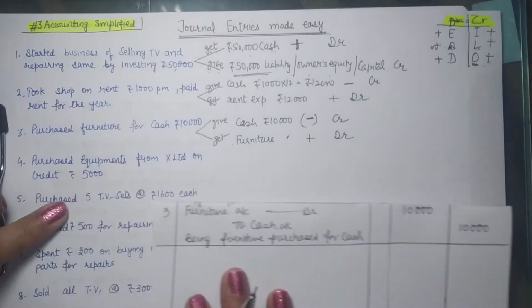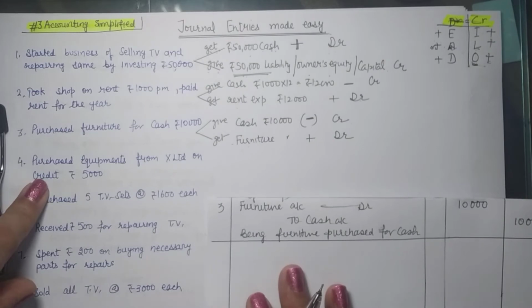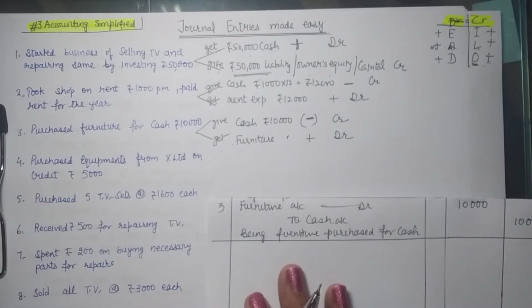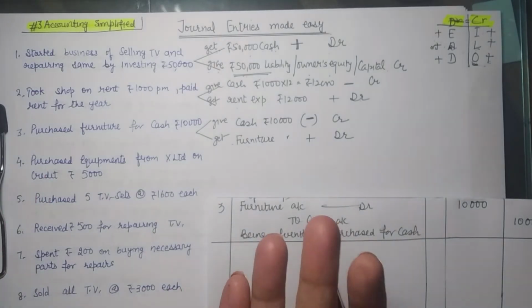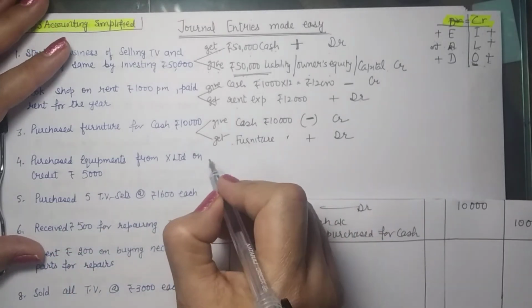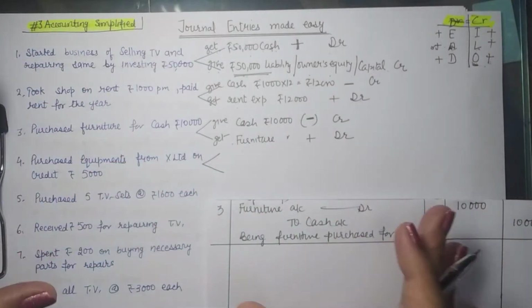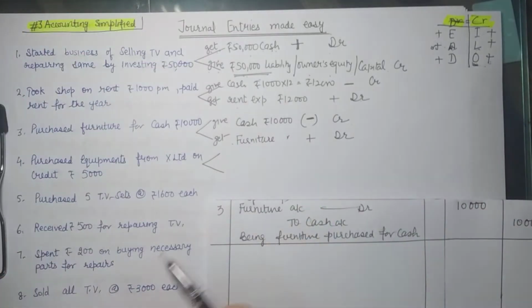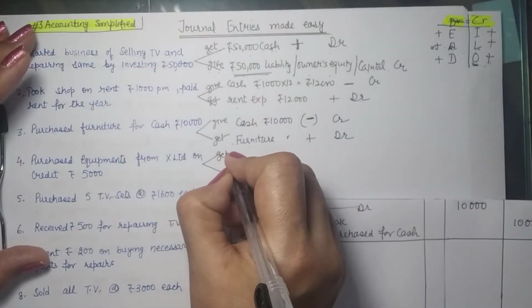Now, purchased equipments from X Limited on credit. So now you are purchasing something on credit. That means you are not paying for it right now. So what do you give? You give nothing right now. Okay. What do you get? You get equipments.